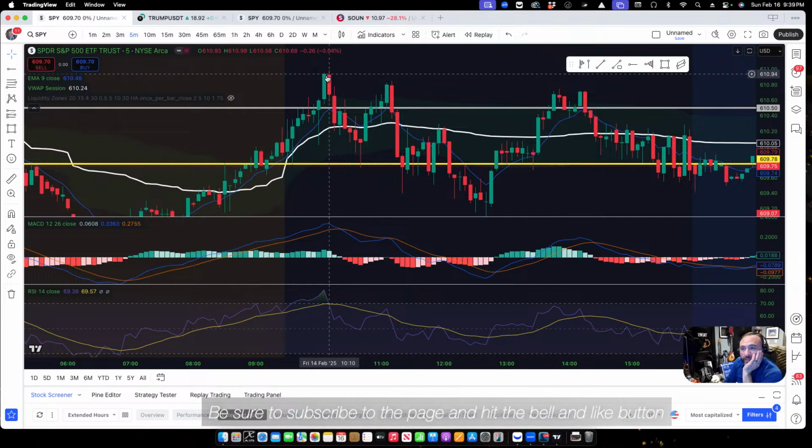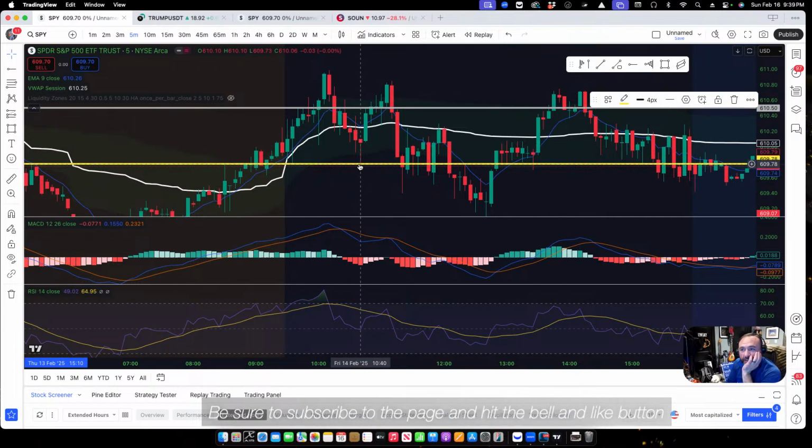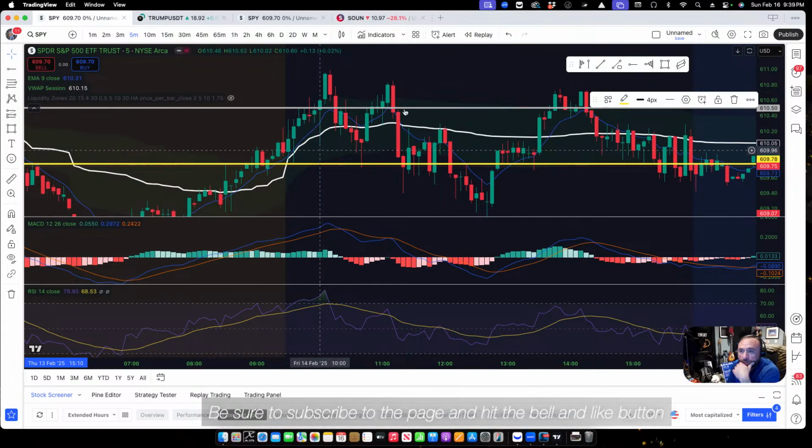Now, if you didn't want it, you said, hey, that's a risk, I want it to come back and test. Look where it came back and tested. You got two runs out of this play right here, guys. You got two runs.